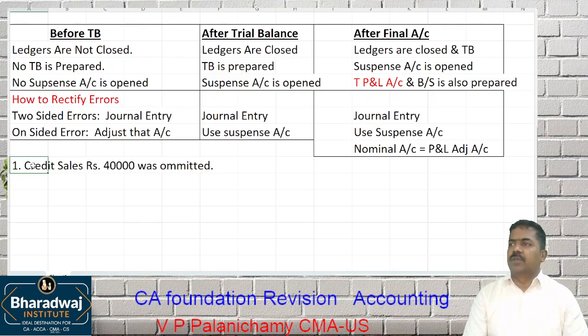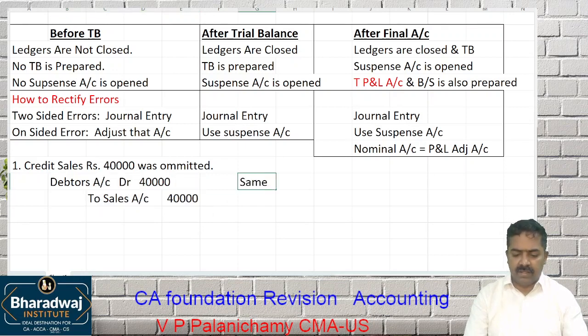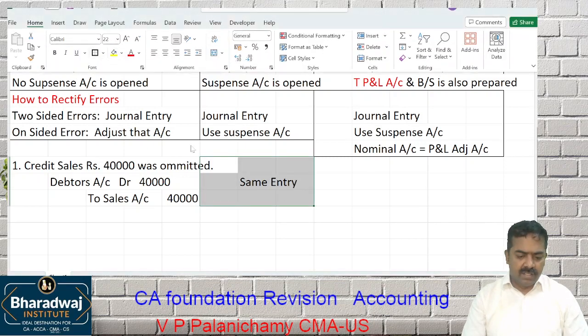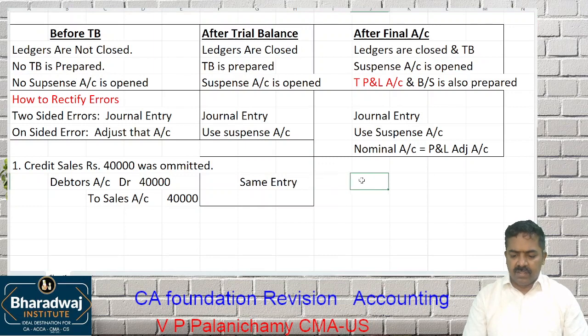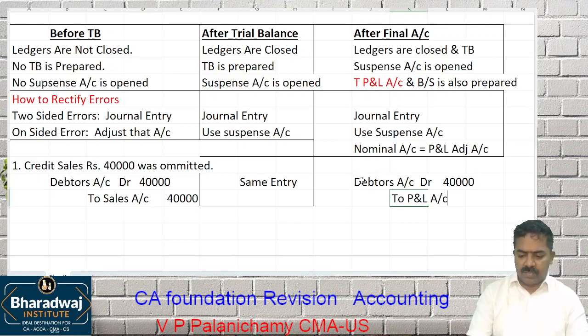Credit sales rupees 40,000 was omitted. If it is before trial balance, what will you do? Pass journal entry. What entry will you pass? In the exam, follow a proper format. In the classroom, it is okay. Debtors account debit to sales account, how much? 40,000. If it is after trial balance also, you will pass the same entry. If it is after final accounts, debtors account debit 40,000. In the place of nominal account, you have to use which account? P&L adjustment.